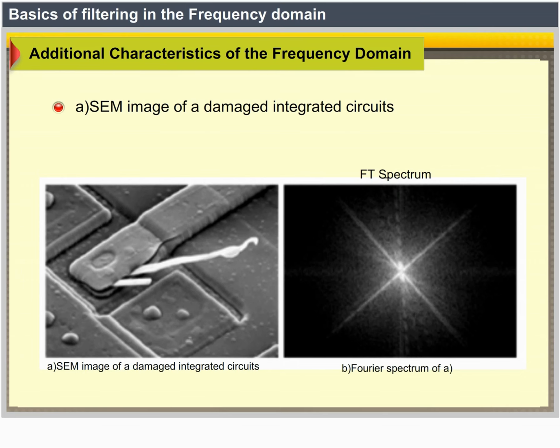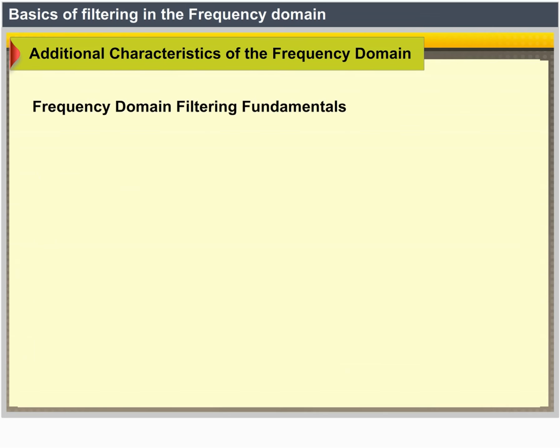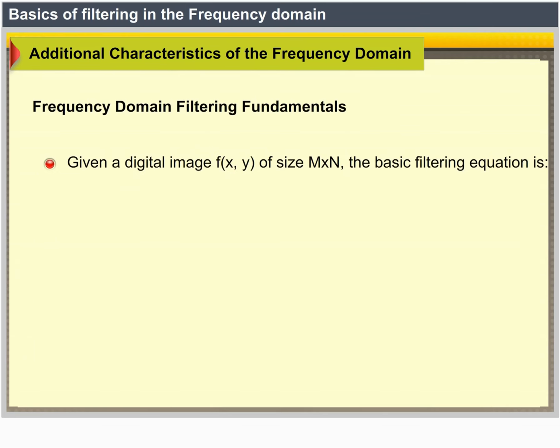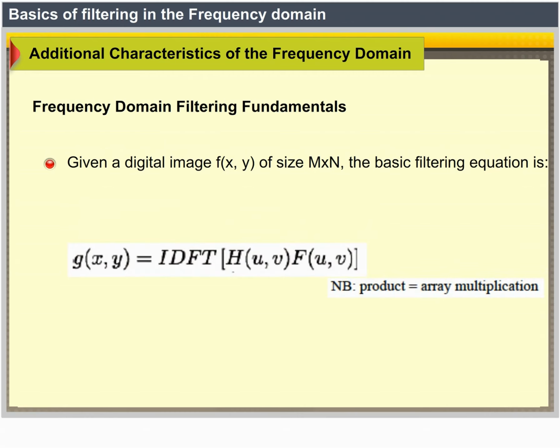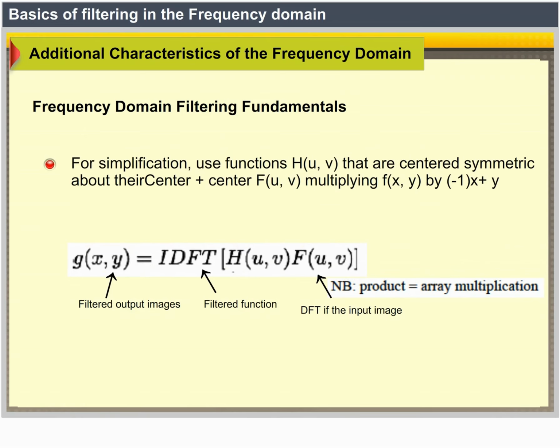Frequency domain filtering fundamentals. Given a digital image f(x, y) of size M by N, the basic filtering equation is as shown on the screen, where g(x, y) represents the filtered output image, IDFT the inverse DFT, and H(u, v) the filter function and F(u, v) the DFT of the image. For simplification, use functions H(u, v) that are centered and symmetric about their center, and center F(u, v) by multiplying f(x, y) by (-1)^(x+y).